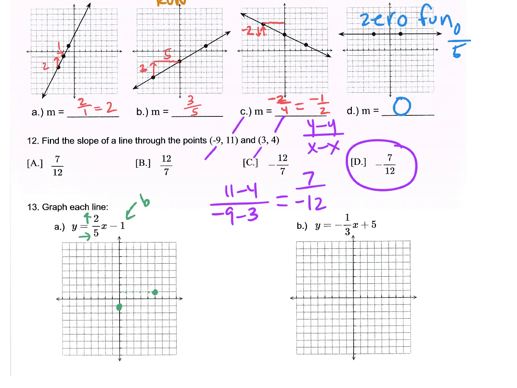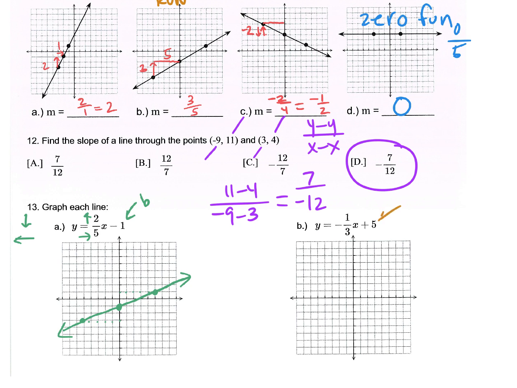And yes, you could do the exact opposite. You could go down 2 and to the left 5, down 2, 1, 2, 3, 4, 5 to go in reverse. Double check when you have a line drawn or from your multiple choice options that it is a positive slope line if there's a positive slope.